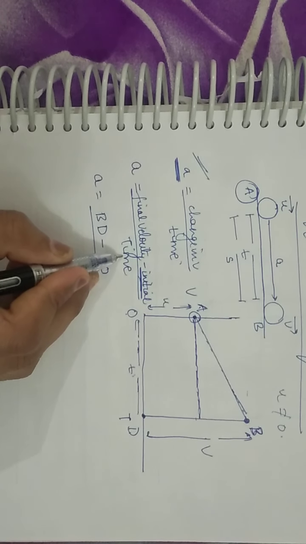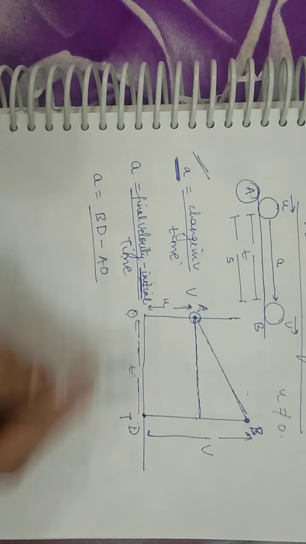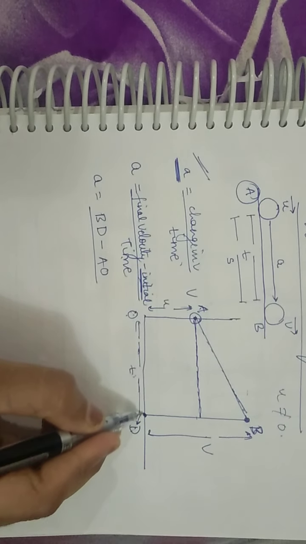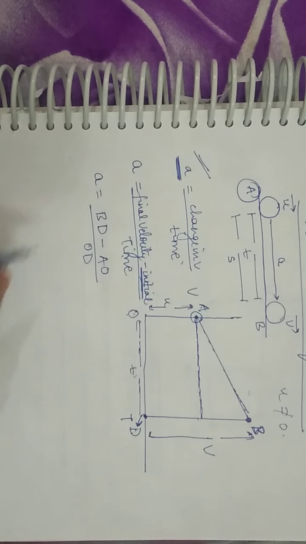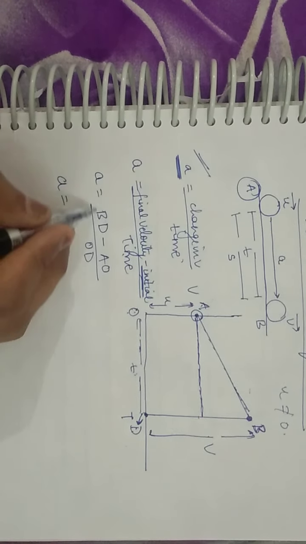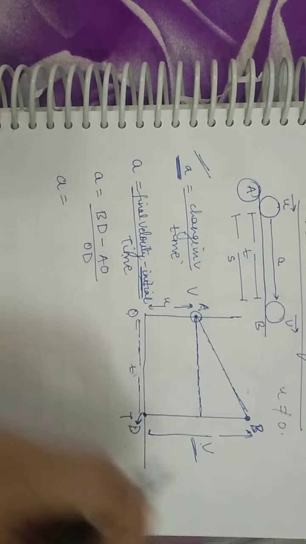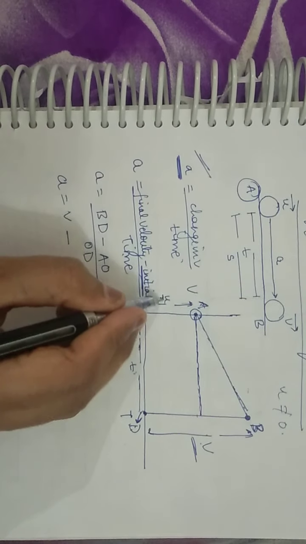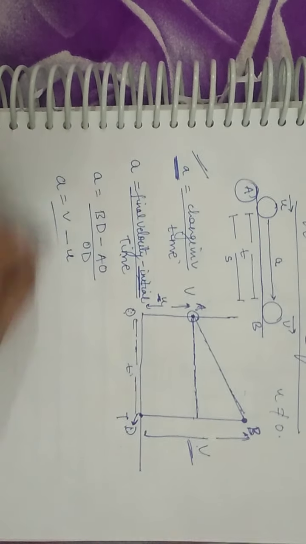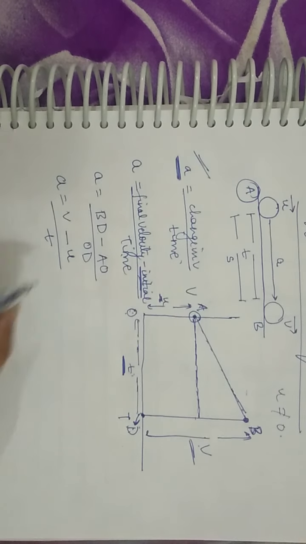Now what is time here? It's OD. This is point D, students. Now just simply put the values. Acceleration is equal to BD. BD is v. Put this value minus AO. AO is u. Write u here. Then OD is t. Simply write it t.